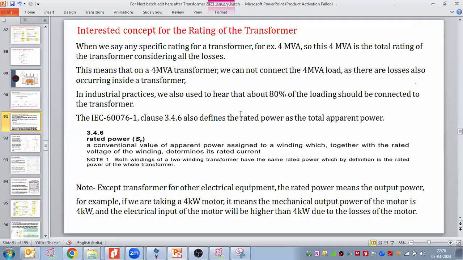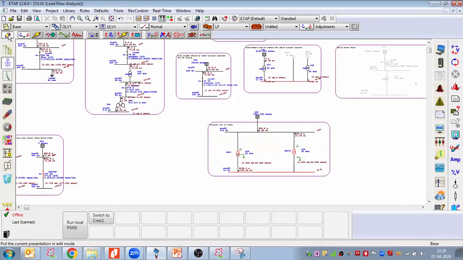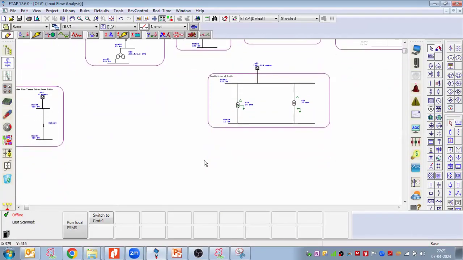This concept is only for the transformer, not for any other electrical equipment. Let us see an example as well. Let us take an example.